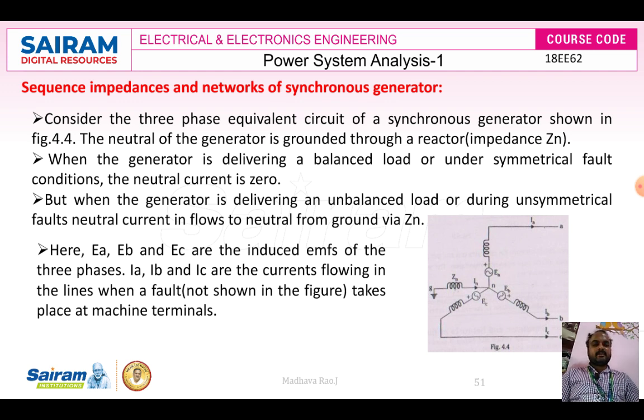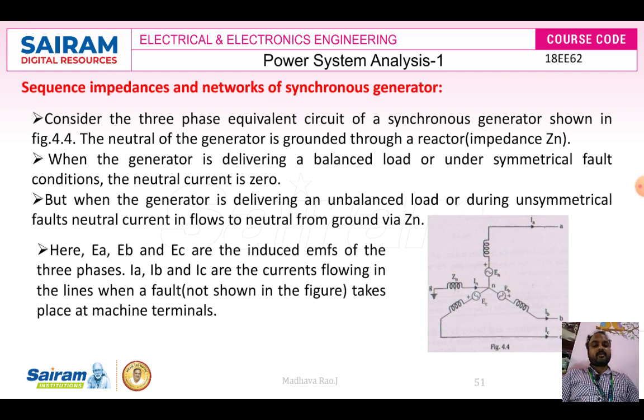When the generator is delivering a balanced load or under a symmetrical fault, the neutral current is 0. So under balanced conditions, the neutral current is 0. But when the generator is delivering an unbalanced load or during unsymmetrical faults, the neutral current is not equal to 0.